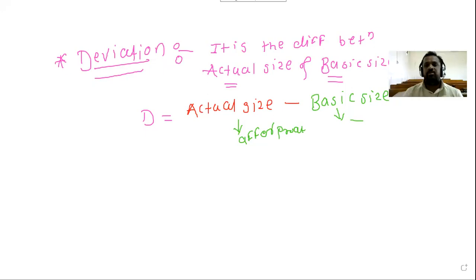So, you have to remember the definition. Deviation is nothing but it is the algebraic difference between actual size and the basic size. Okay, so I will take one example here. For example, 30.